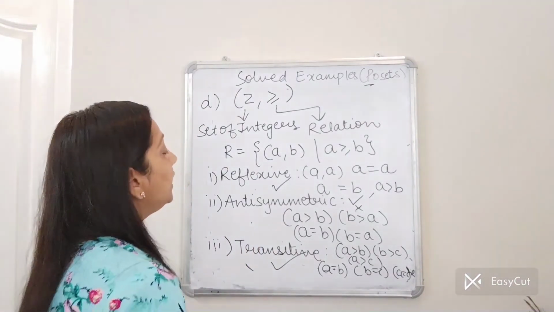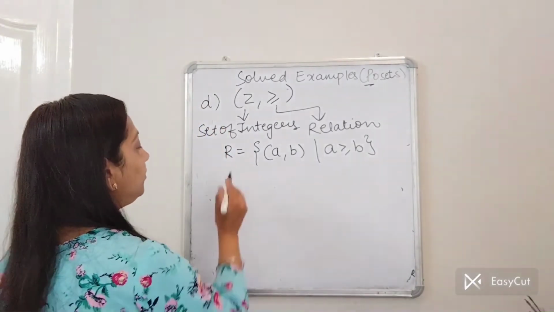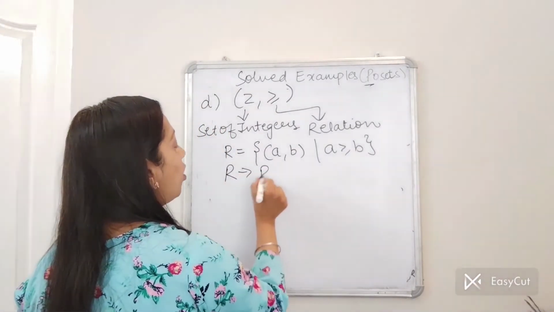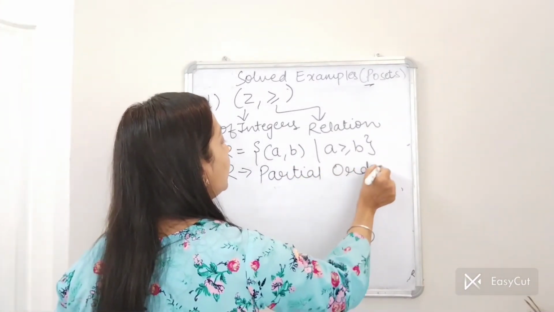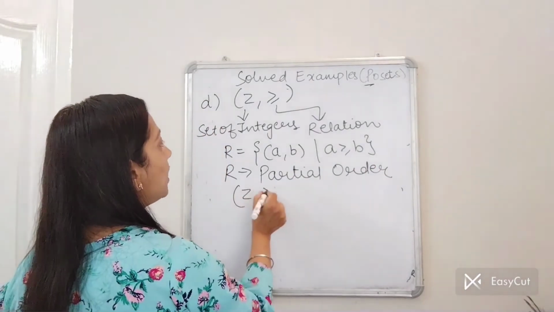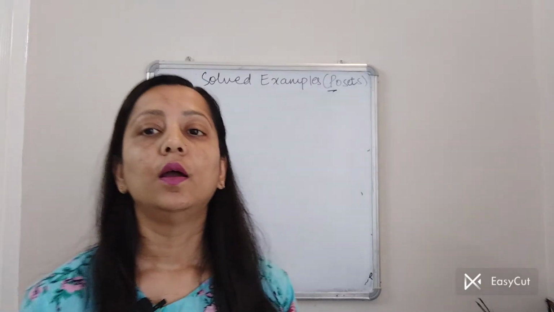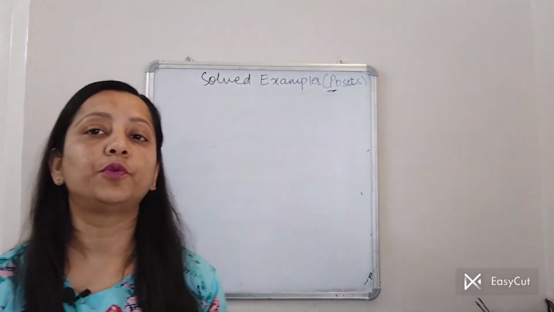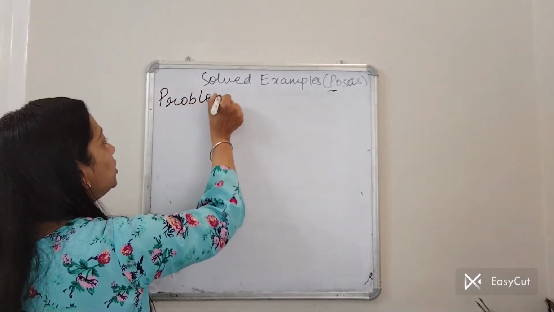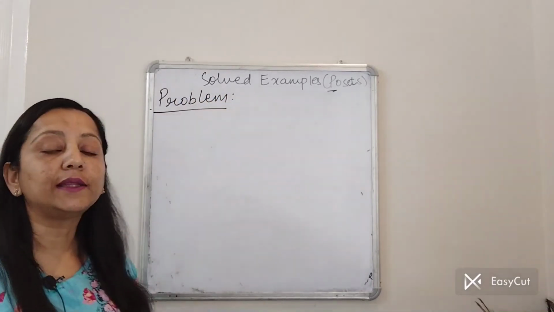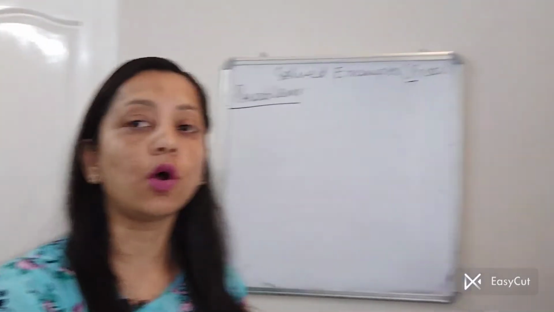So I can say that this relation R is a partial order. Relation R is a partial order and hence Z comma greater than or equal to is a poset. Now we will look at another kind of problem. I name it as problem 2. Here I'll be given the relationship matrix, and looking at that matrix I have to find out whether the relation is a partial order or not.